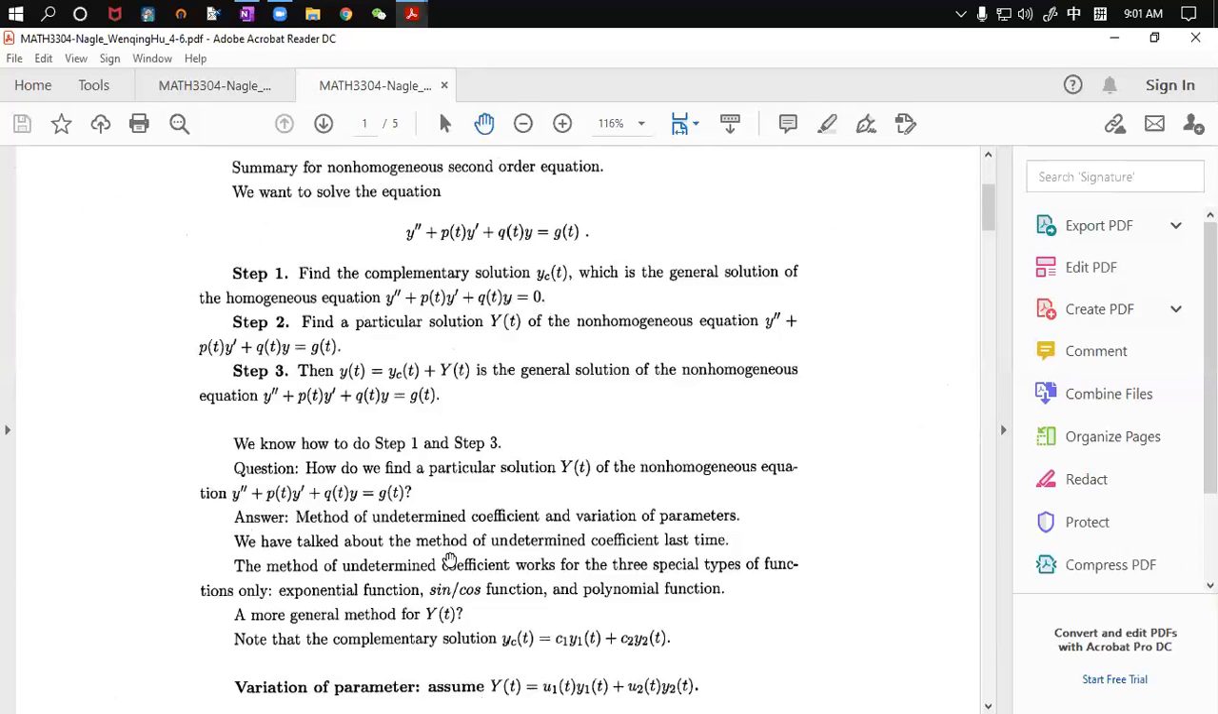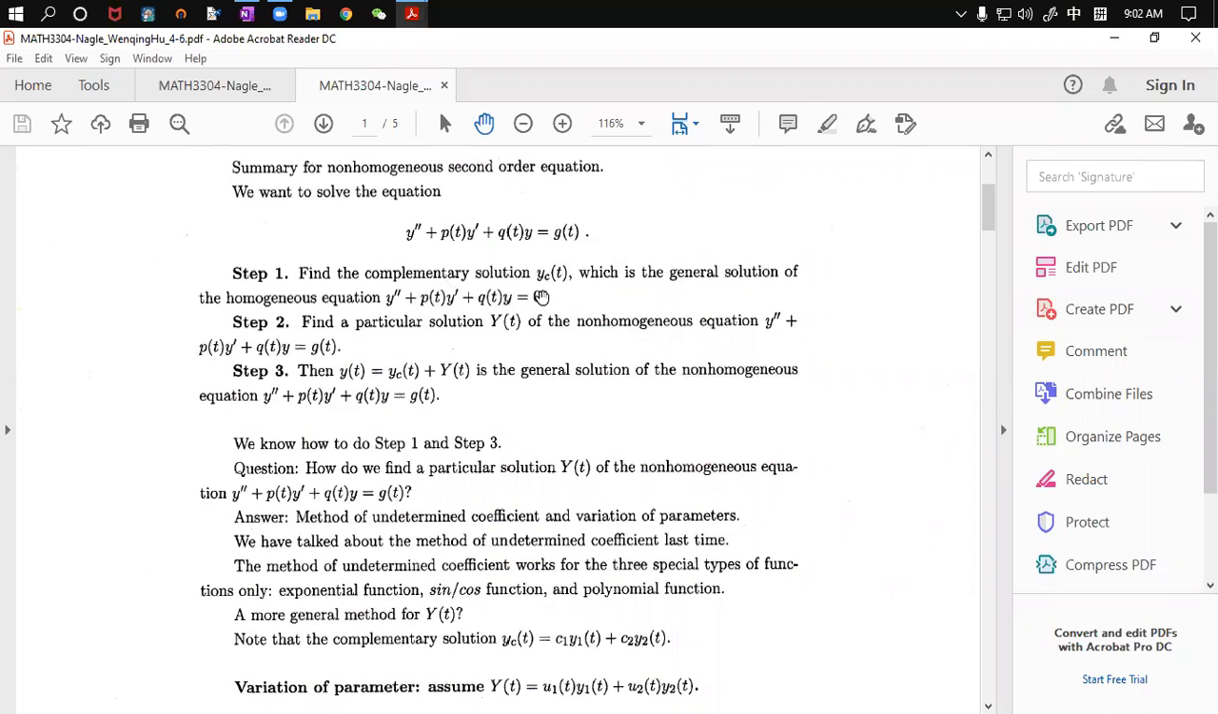of non-homogeneous equations. Suppose you want to solve this equation: y double prime plus p(t) y prime plus q(t) y is g(t). There are three major steps by which you are able to solve this equation. The first step is that you should find a complementary solution. Complementary solution means that you replace the g(t) on the right-hand side by 0. The solution to this homogeneous equation is what we call the complementary solution.